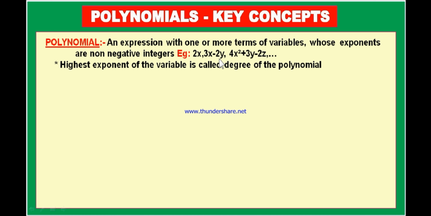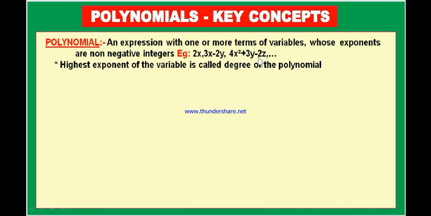And in the second case, the second polynomial is 3x minus 2y. Here there are two variables, x and y. The highest exponent of the first term is 1 and the highest exponent of the second term is also 1. Then the highest exponent of the variable of this total expression is 1. Therefore the degree of this polynomial is also 1.